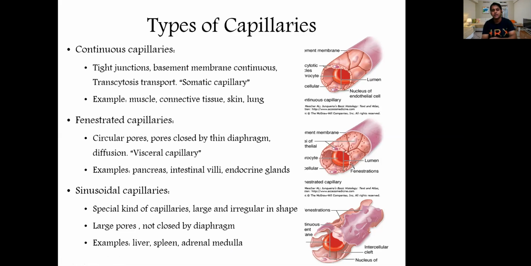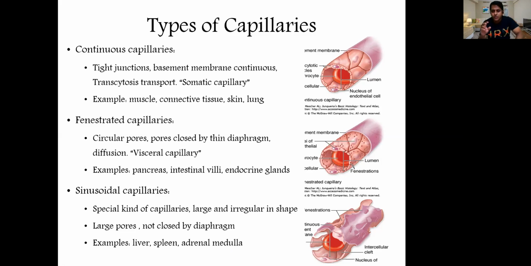Examples of this are capillaries present in the muscles, connective tissues, skin, or lungs. So the continuous capillaries are the ones where the endothelial cells form tight junctions. The other type is fenestrated capillaries. Fenestration means openings. There are a few openings within them.